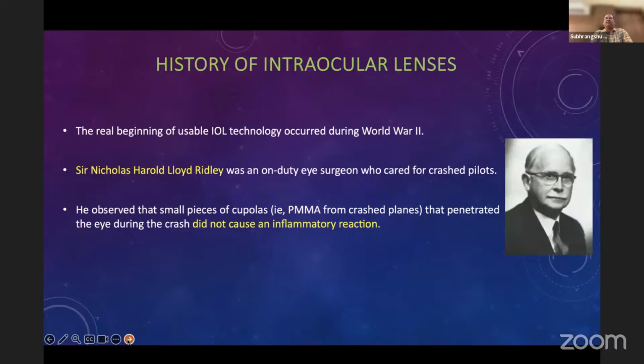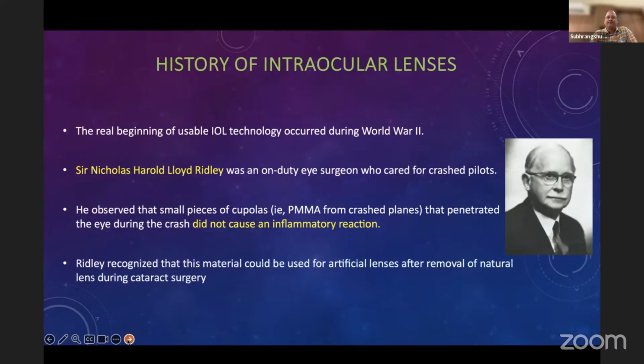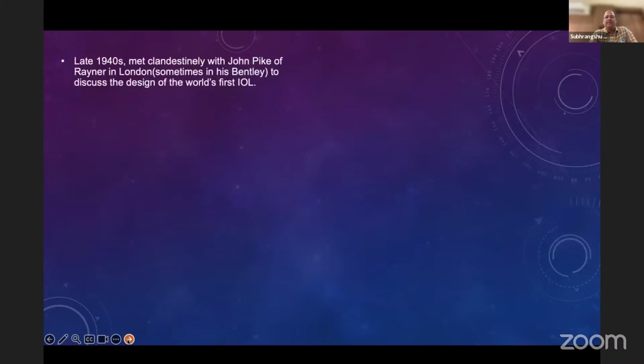The real beginning of usable IOL technology occurred during World War II. It was Sir Harold Ridley, an on-duty eye surgeon who cared for crashed pilots, and he observed that small pieces of cupolas, which are nothing but PMMA, from crashed planes that penetrated the eye during the crash did not cause any inflammatory reaction. He recognized that this material could be used for artificial lenses after removal of the natural lens during cataract surgery. In the 1940s, he met clandestinely with John Pike of Rayner in London, sometimes in his own Bentley, to discuss the design of the world's very first IOL.